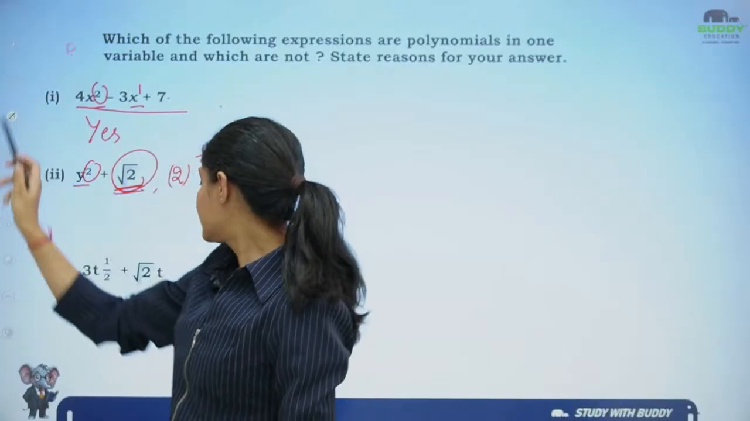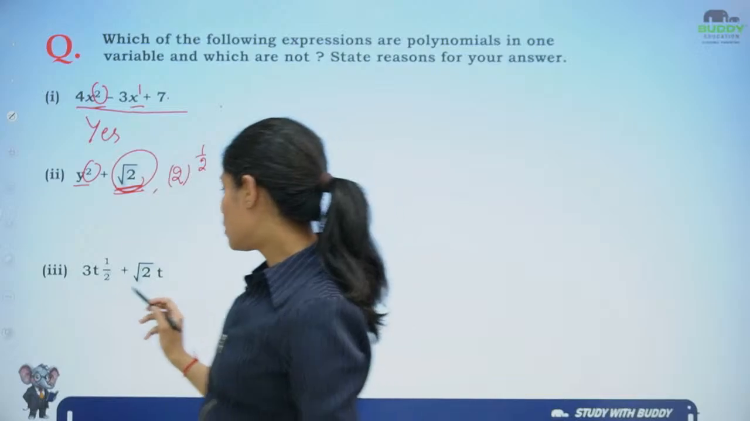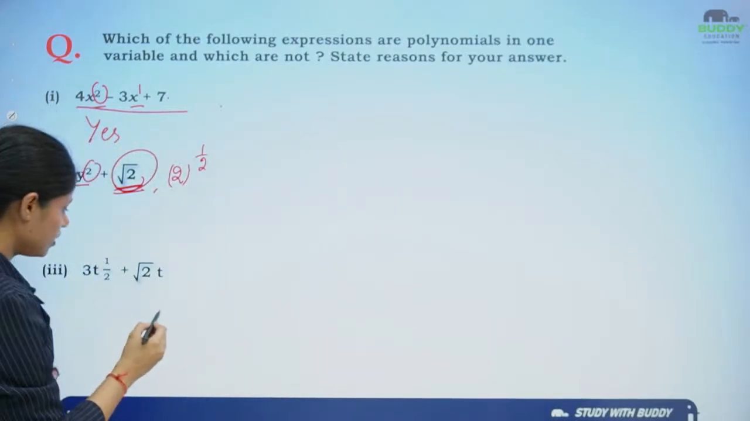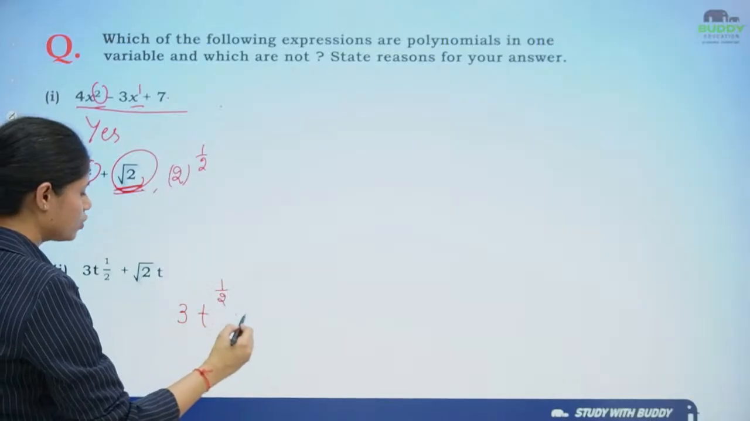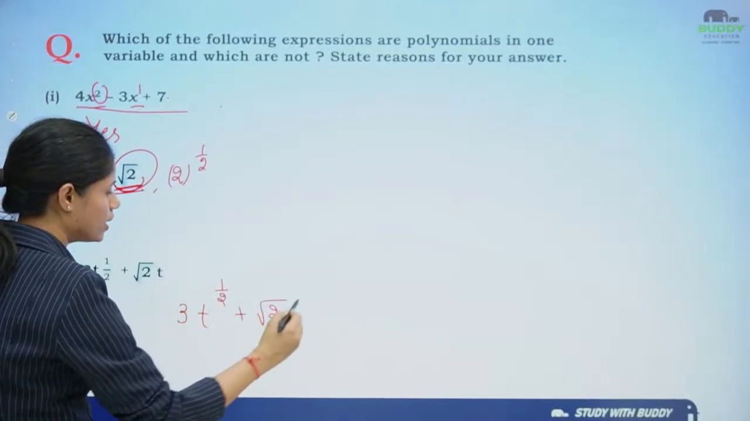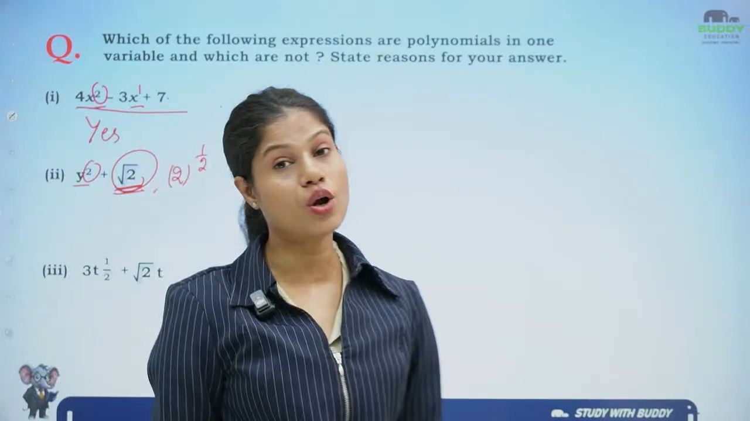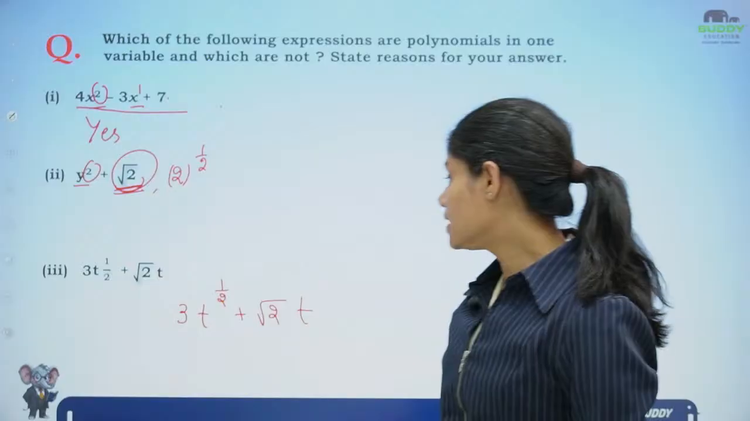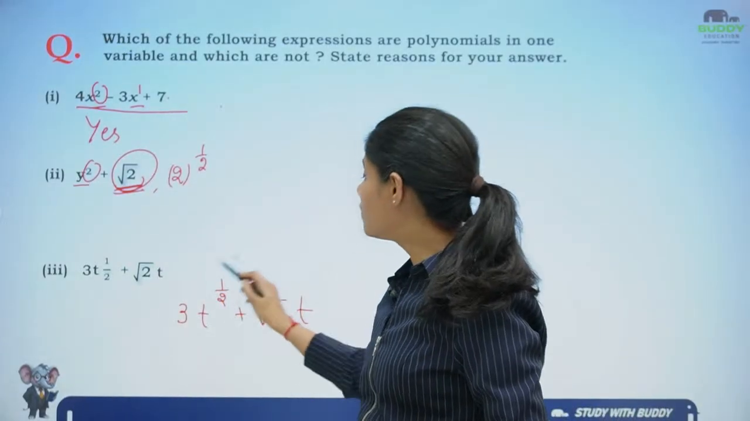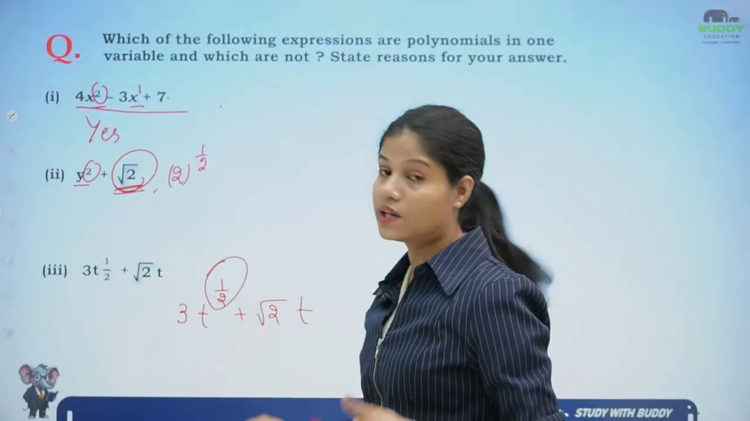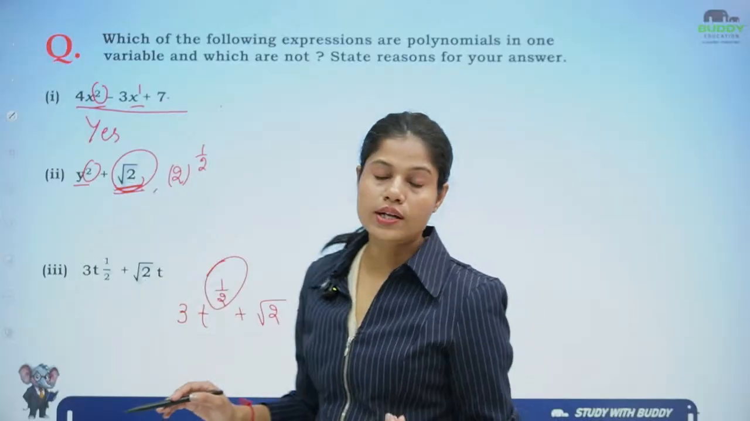Now let's check the other example, and the example is like this. Okay, now I'll rewrite this example for you. This is 3t raised to the power 1 by 2 plus under root 2 into t. Now here the problem is with the power of the variable. Here you can see that there is one variable, okay, but the power of the variable here is not a whole number. That's why it is not a polynomial.